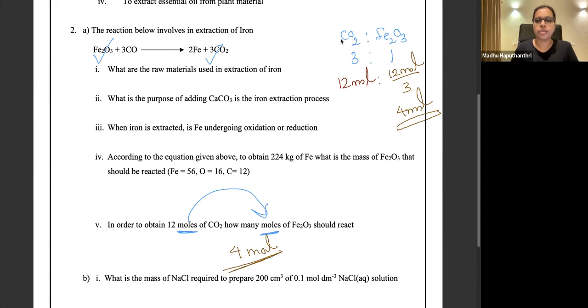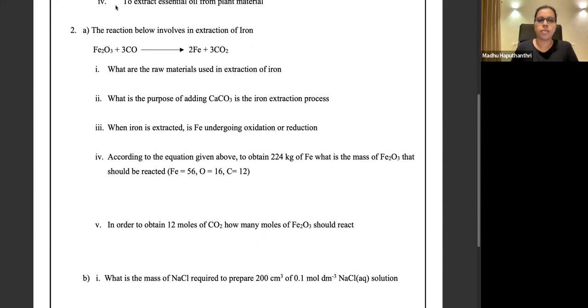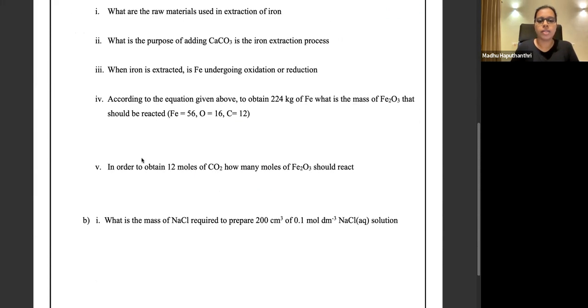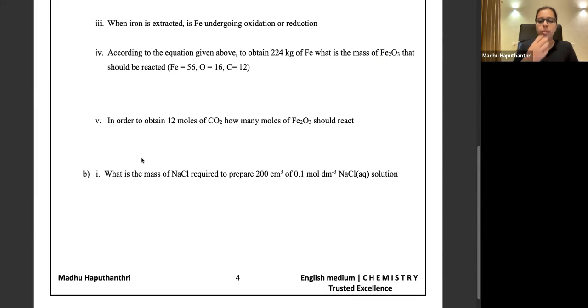Right, part B. What is the mass of NaCl required to prepare 200 centimeter cube of 0.1 molar NaCl? This is volume, this is concentration. I'm asking for mass. So first, by relating these two, we can get N. And I said, if you know the number of moles of anyone, it's nothing for you to convert that to its mass.